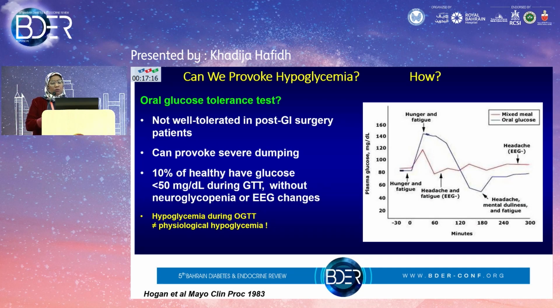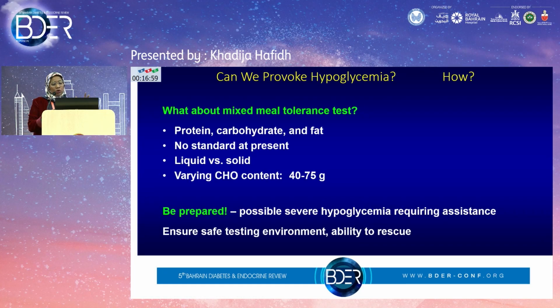So how do we then provoke, or should we provoke hypoglycemia? If we are to provoke hypoglycemia, then the oral glucose tolerance test is not the best one to be used. It's better to use a mixed meal test, and that is one which of course contains a protein, carbohydrate, and fat. If you're going to do it, then make sure that you've got your crash cart ready for correcting the hypoglycemia, because it may be severe enough for a patient to end up with seizures. So you have to do it in a clinical setting whereby you have all the resuscitative measures around you.